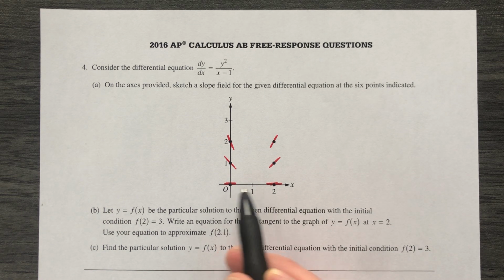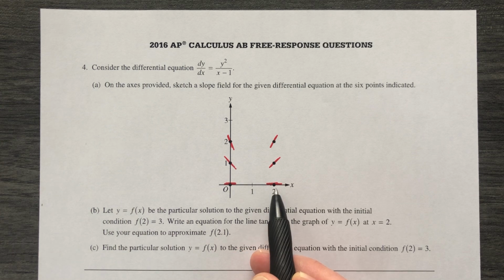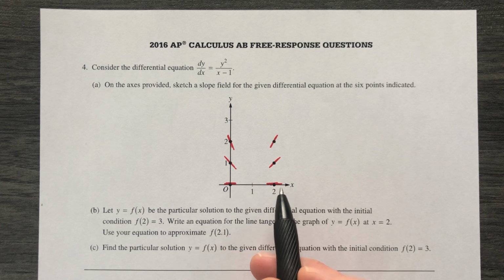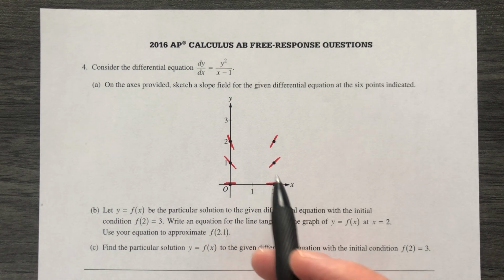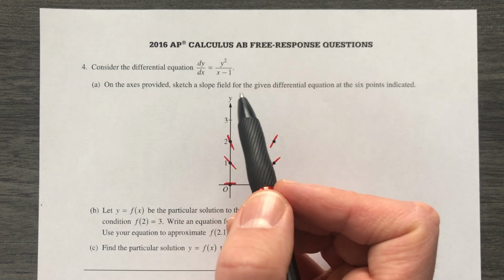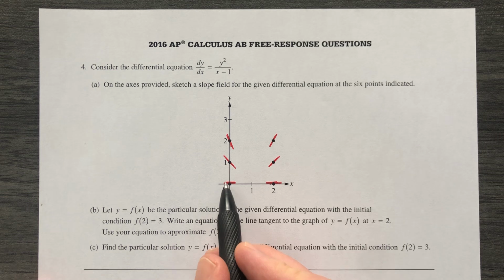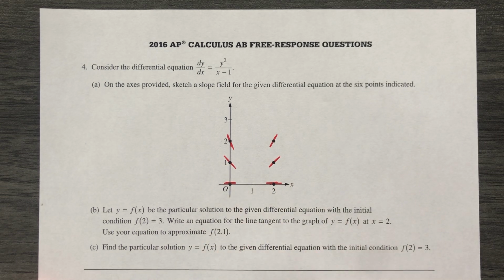At both of these points here, the y value is 0, and the x value would be 0 here or 2 here. In either situation, you're not going to ever divide by 0. So you're going to have 0 over -1 or 0 over +1. You have 0 basically as your final answer. That's why those are horizontal.